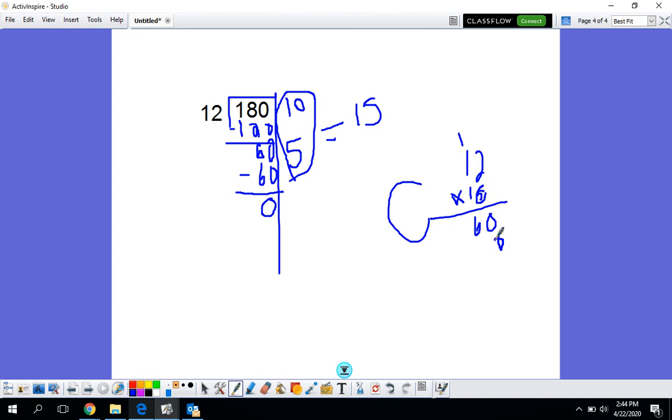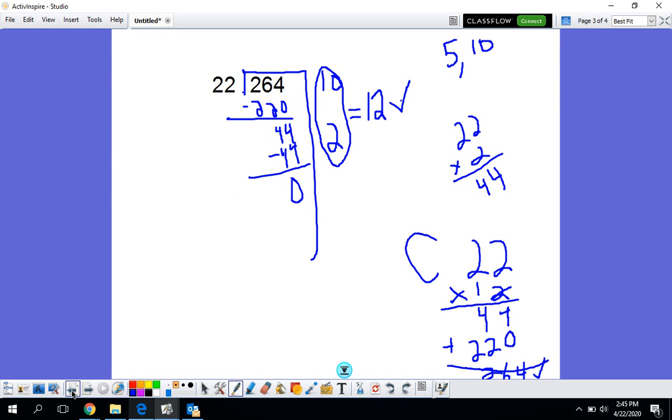I'm going to put a 0 in my ones place. 1 times 2 is 2. 1 times 1 is 1. Right there, you see 120 plus 60 is going to be 180. So I know that I am correct. So I got 15. So let me go back to my question.